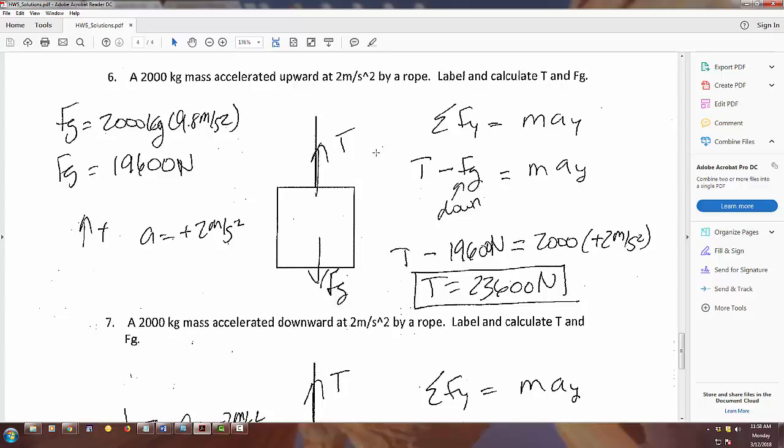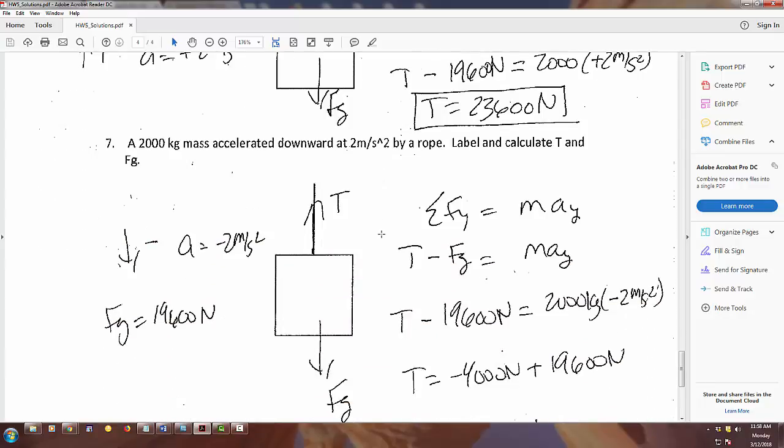And that's going to be equal to whatever the mass is times whatever the acceleration is. So tension minus 19,600 newtons equals 2,000 times positive 2 meters per second squared because it's going up. So the tension is 23,600 newtons. And this means that 23,600 newtons is bigger than the weight. And of course it would accelerate upward. It's winning the tug of war.